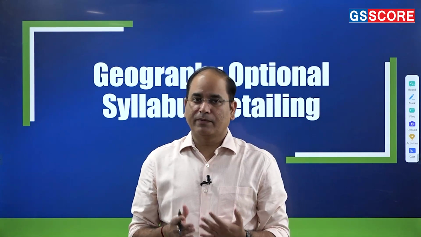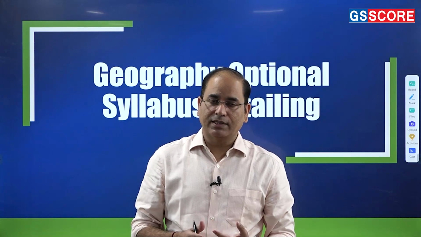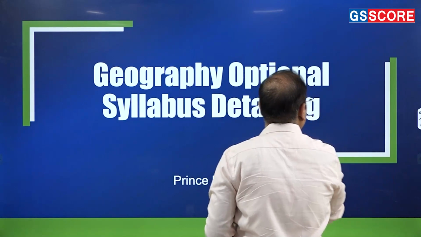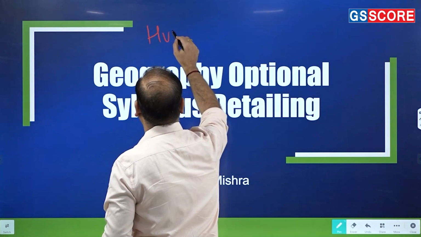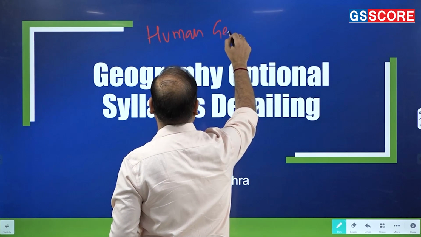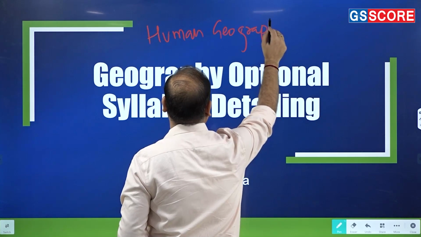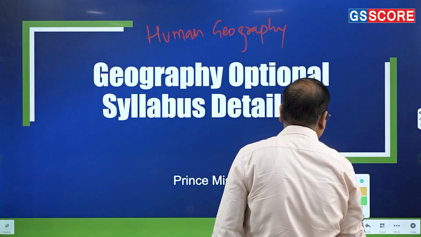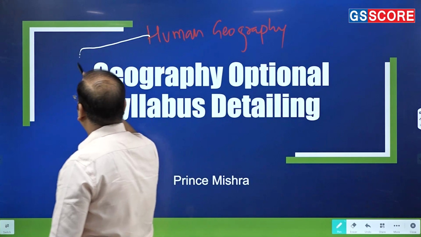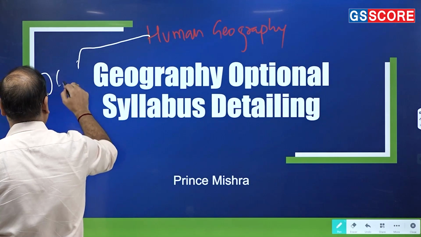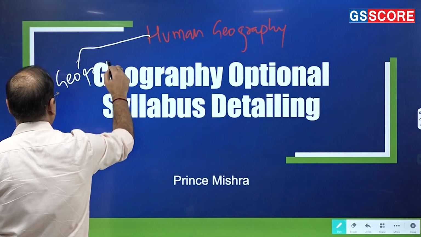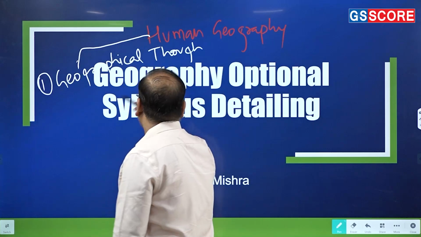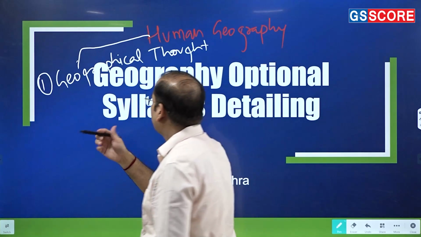Section B of paper 1 is being referred to by the UPSC as human geography. So section B is being referred to as human geography, and this section has been divided into 5 different chapters. The first chapter is geographical thought, which UPSC writes as perspectives in human geography.